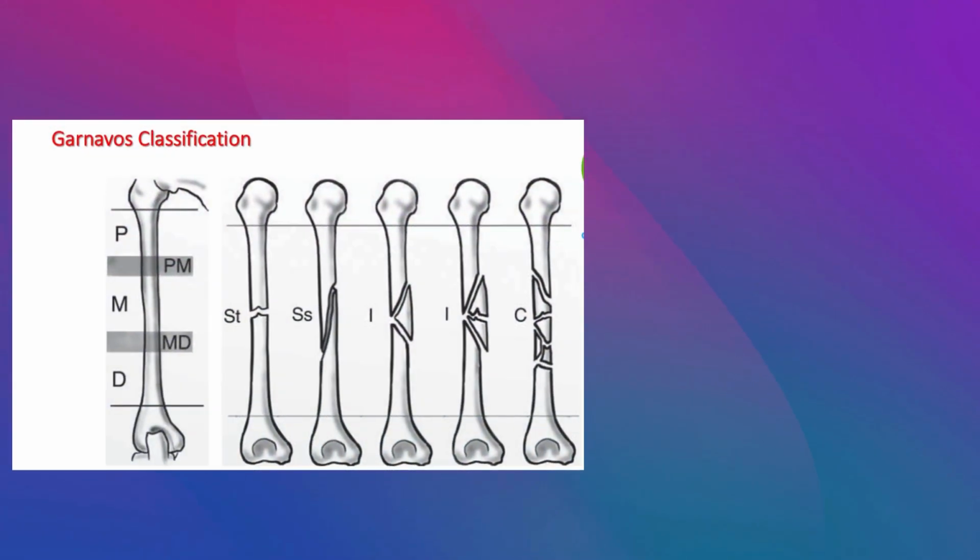Now come to the Garnavos classification. The humerus fracture can be classified as proximal, middle, and distal. The proximo-middle, and the mid-distal. Or it can be classified as the simple transverse, simple spiral, the intermediate, and the complex.